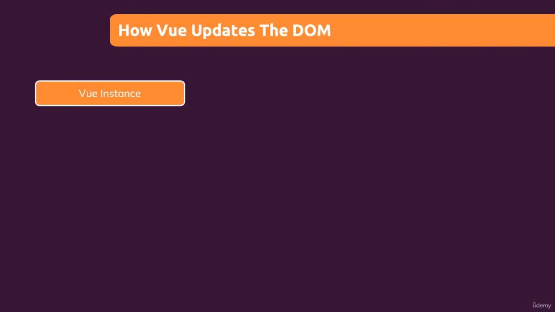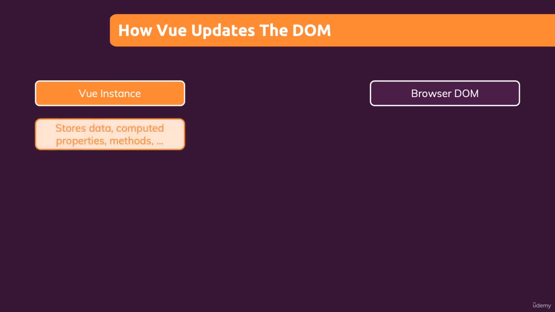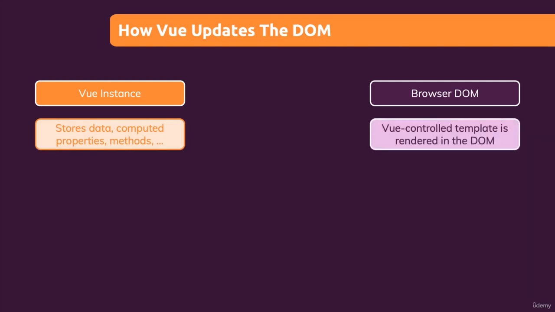We got our Vue instance, our Vue app, and we got the DOM, the browser DOM, so the HTML content rendered by the browser, and therefore essentially what the user is able to see on the screen. Our Vue app stores data, computed properties, and methods, and the browser DOM is then influenced with the help of that Vue-controlled template. That template content is rendered to the DOM, and during that rendering process, which Vue controls, the dynamic parts and placeholders, the interpolations and bindings, are removed, and the actual values are inserted.